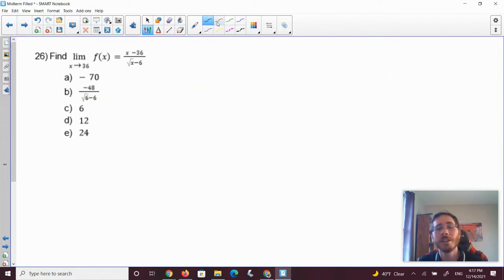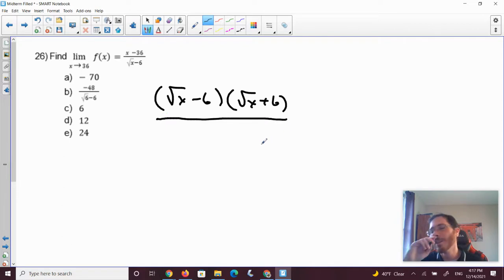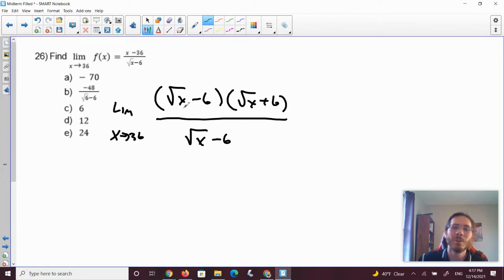For 26, we need to find this limit. I thought this one was pretty interesting as well. I'm not sure exactly why this person wrote this question. They might have been anticipating it to be a L'Hopital question, which you can totally do with L'Hopital. But this is the reason I picked this one out, it's pretty fun because square root of x minus 6 times the square root of x plus 6 is x minus 36. That's an a squared minus b squared, where a is the square root of x and b is 6. So instead of using L'Hopital, this one actually is a factor cancel if you want to do it this way.